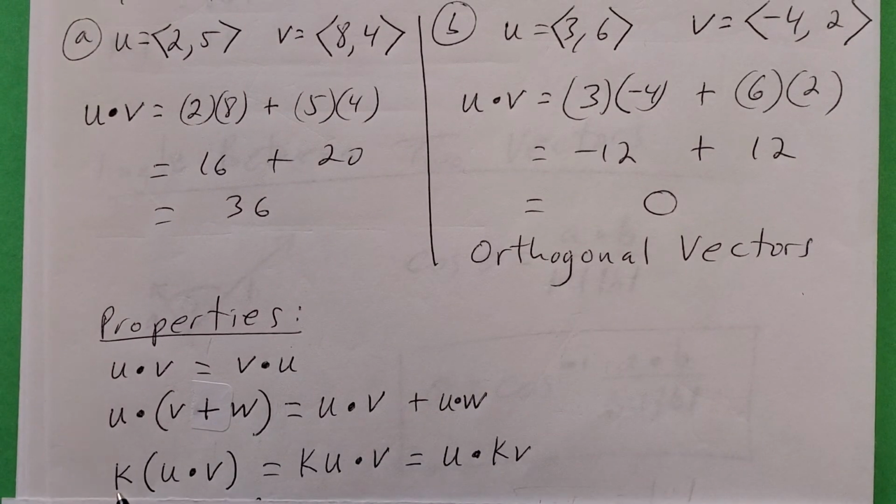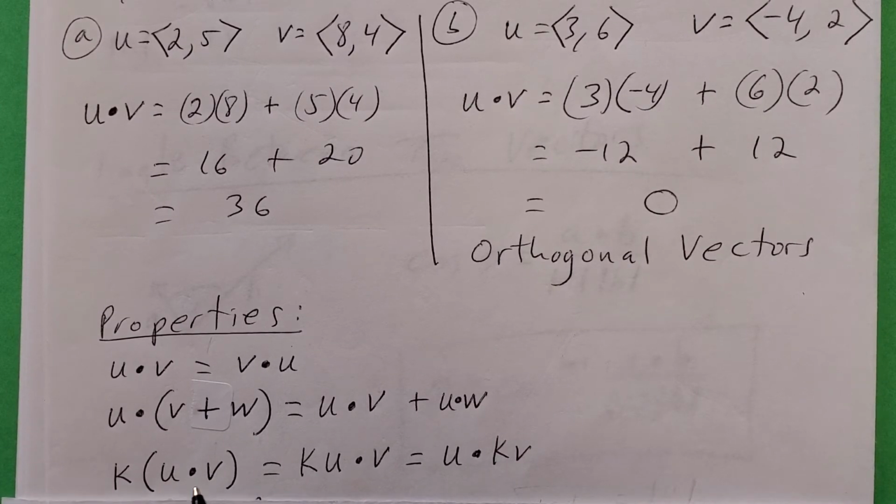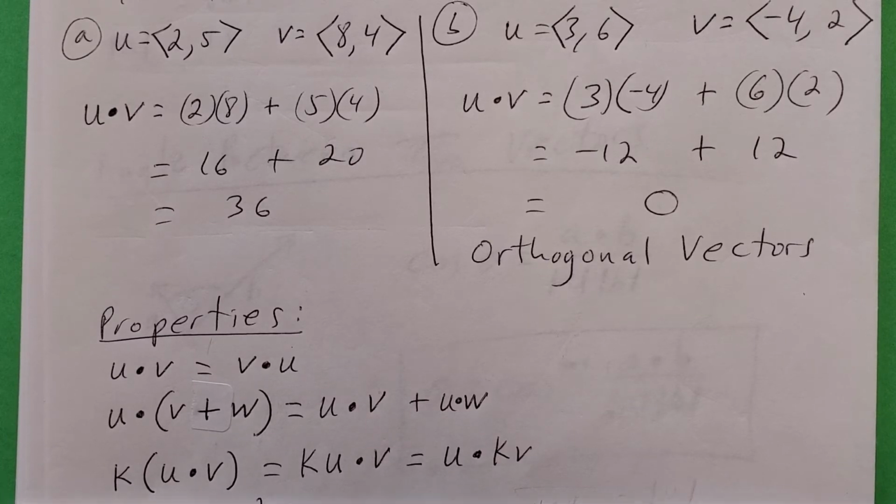What if there's just a number on the outside of the dot product? Well, then you multiply it into only one of them, because this is like a multiplication. You don't do distributive here. So you can multiply it to the first, or you can multiply it to the second. It doesn't matter, and then do the dot product after that. So it could be KU dot V, or it could be KV dot U, right?